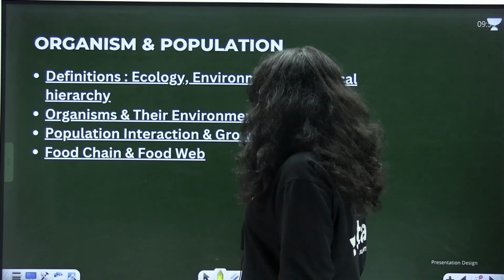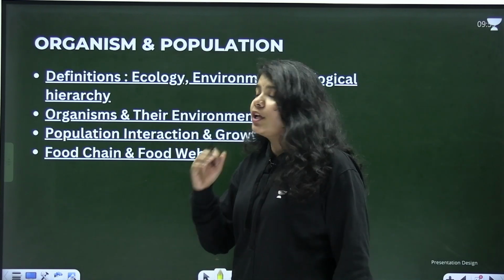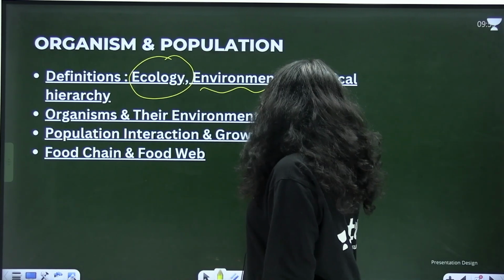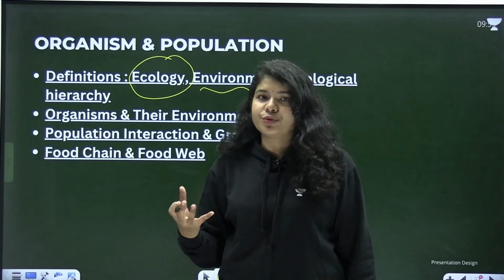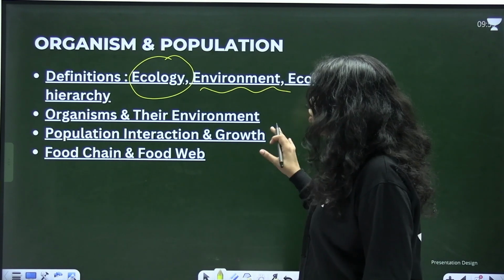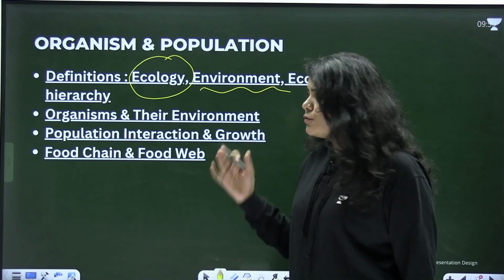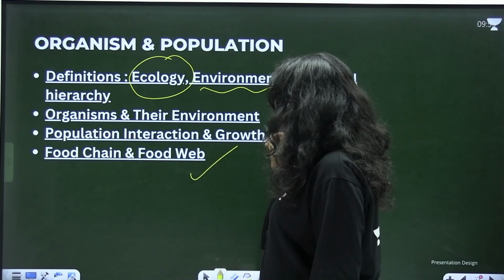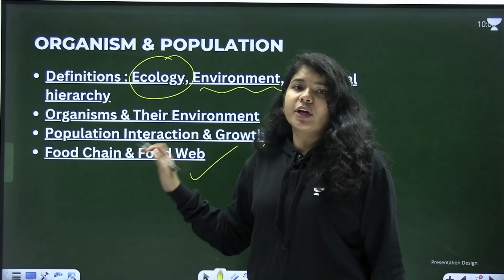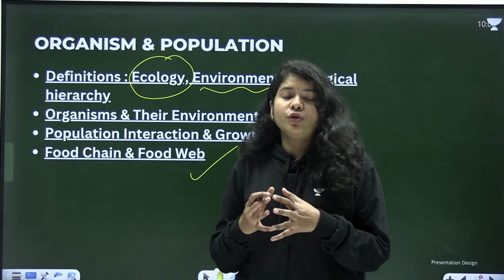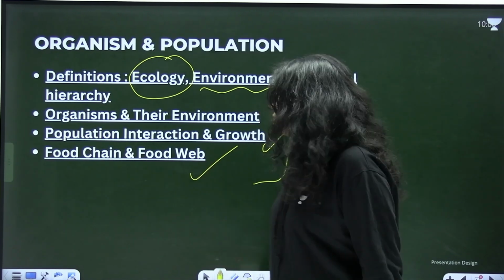In terms of organism and population, the terminology, the very concept of ecology, environment, and hierarchy is important, because we need to be introduced to the subject. This basically pertains to the introduction to environment and ecology, and then it moves forth with the discussion of food chain and food web, population interaction, which are related terms, and organisms and their environment, because that's how we know how the environment communicates with each other in order to sustain.